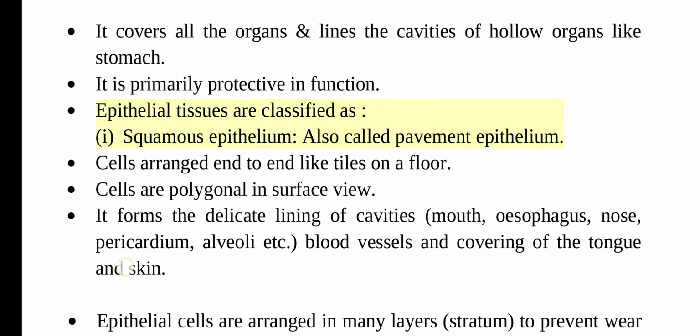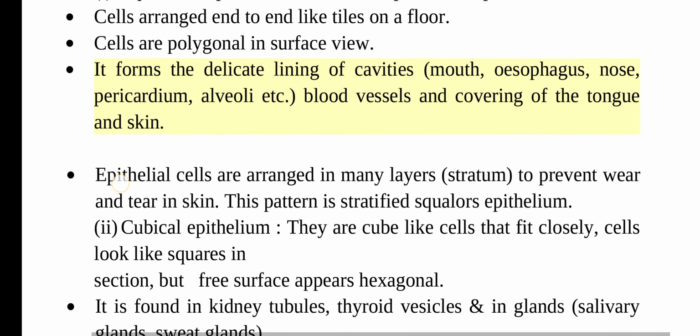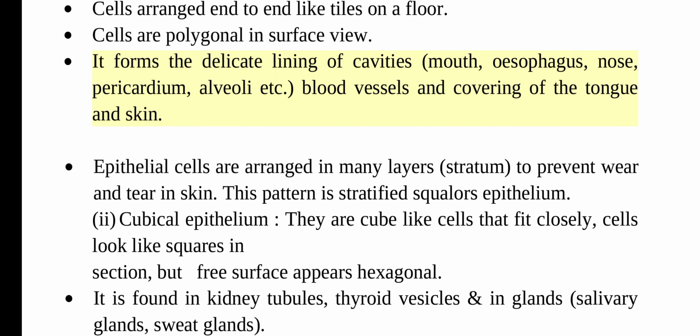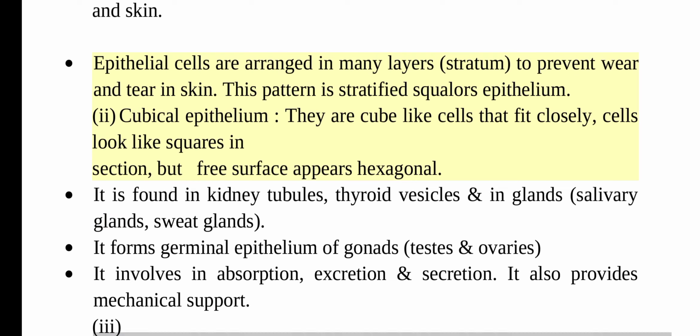Epithelial tissues are classified as: I. Squamous epithelium, also called pavement epithelium. Cells are arranged end to end like tiles on a floor. Cells are polygonal in surface view. It forms the delicate lining of cavities, mouth, esophagus, nose, pericardium, alveoli, blood vessels, and the covering of the tongue and skin. Epithelial cells arranged in many layers, or strata, to prevent wear and tear, as in skin. This pattern is stratified squamous epithelium.